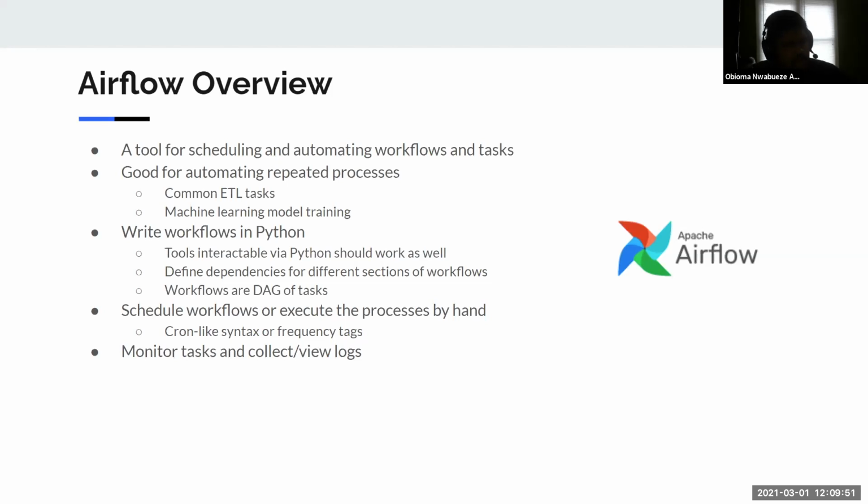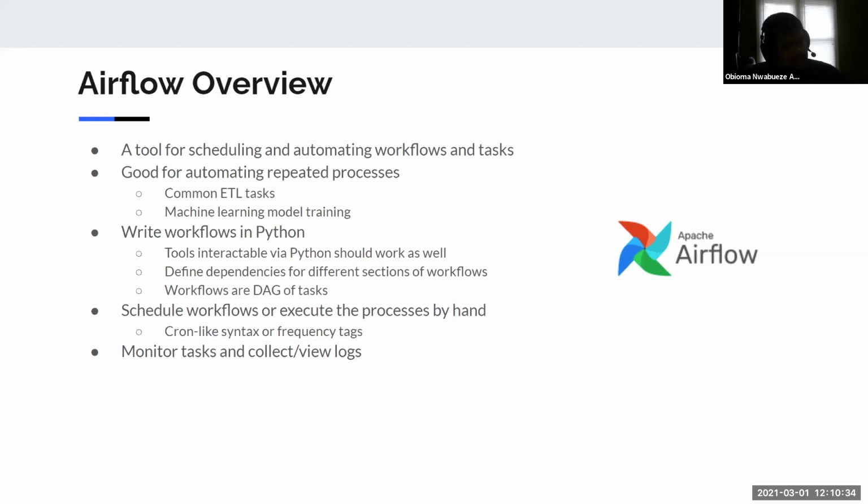You write all your workflows up in Python. And that means that all your tools interactable via Python should work. So things like PySpark or machine learning libraries or ETL libraries for Python, those should all work. You can define your dependencies for different tasks within a workflow. So you can say, download the data and then do this, but only if your data is actually successfully downloaded. And then your workflows are DAGs, directed acyclic graphs of tasks, which means they can branch and merge, but no loops.